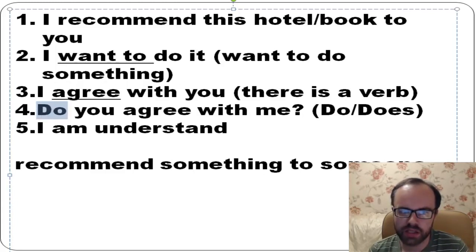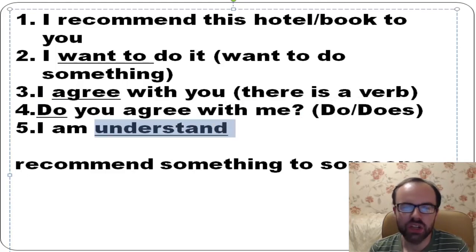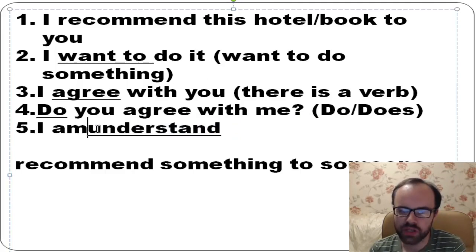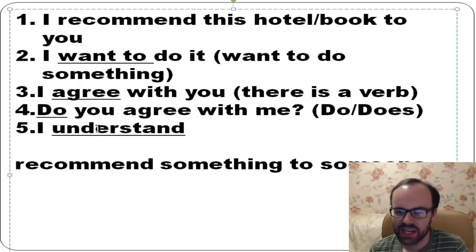And this: I understand. It's the same thing. You have a verb, so it's understand. If you have a verb, you don't use the form of to be. It's a rule. I understand, I go, I see, I buy, no to be. Please remember it. I recommend this hotel to you. I recommend this book to you.